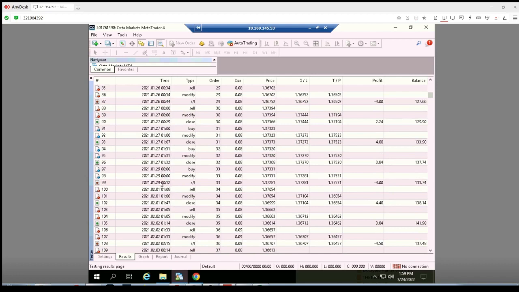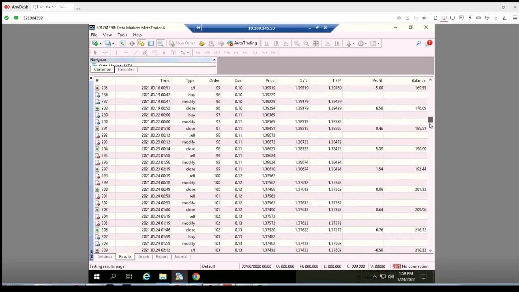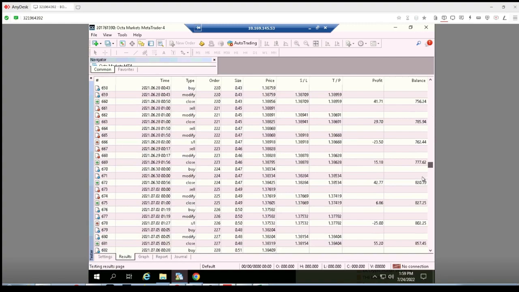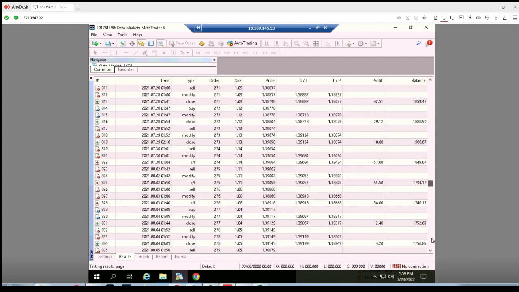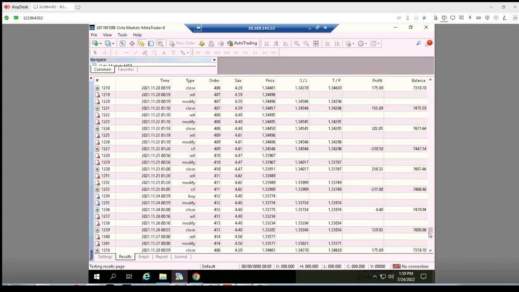In the first month, the total balance will be $133, up 33% of the $100 capital. And at the end of the year, the total balance will be $14,369.